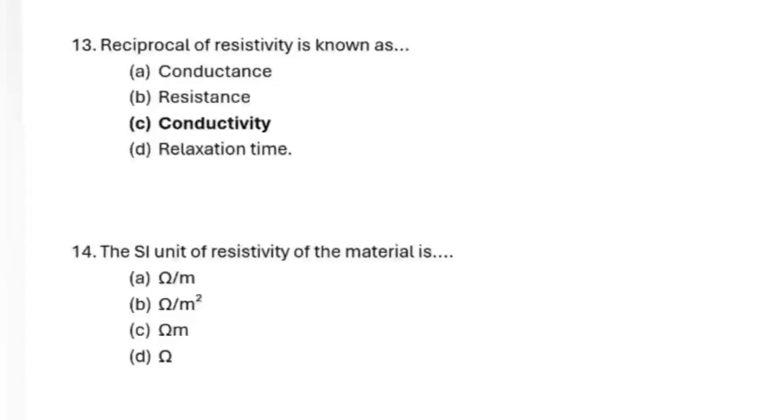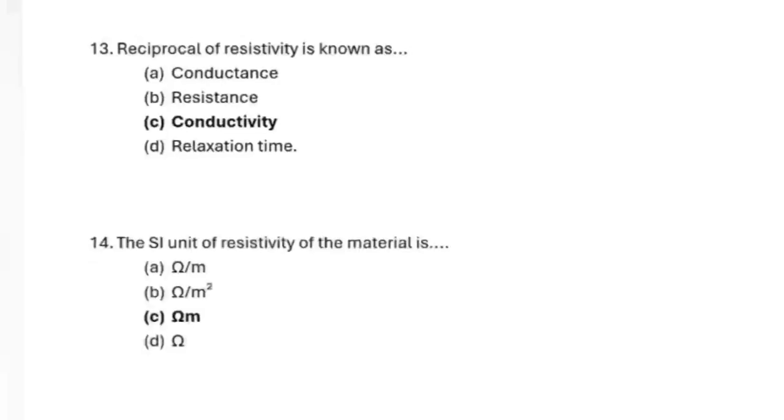Question number 14. The SI unit of resistivity of the material is option A ohm per meter, option B ohm per meter square, option C ohm meter, option D ohm. Here the correct answer is option C ohm meter.